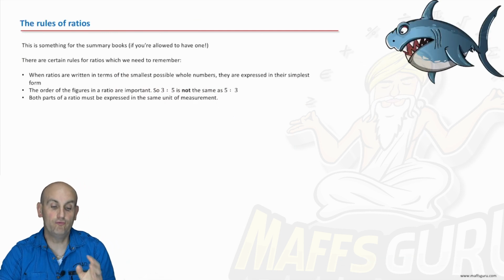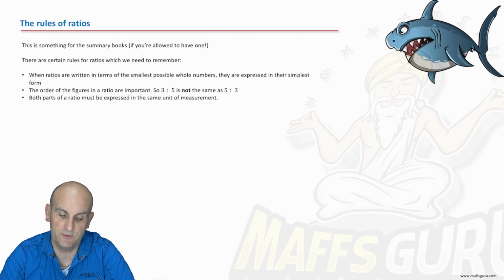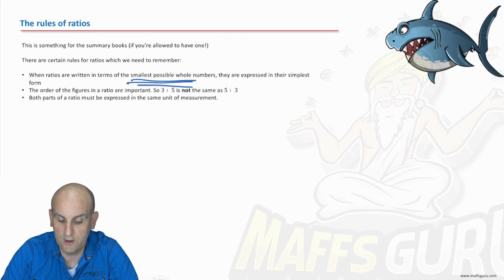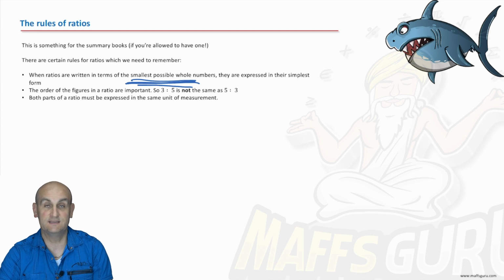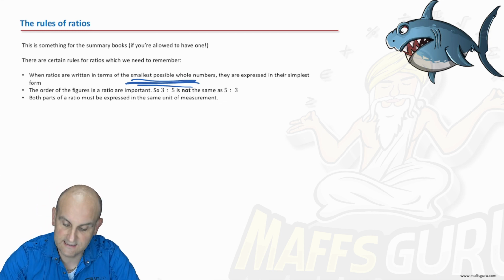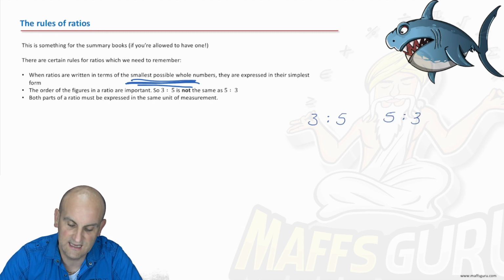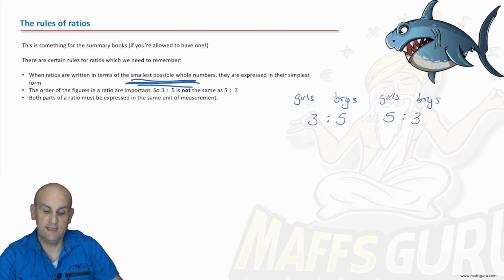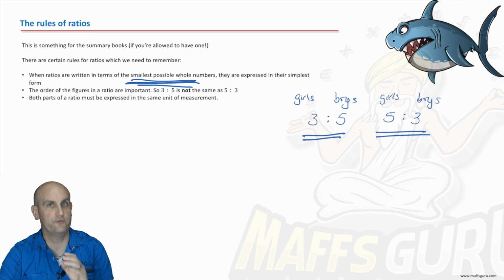Now, as you can see here, there are rules of ratios, and these 3 are quite important to know. When ratios are written in terms of the smallest possible whole numbers, they're expressed in their simplest form. So what they're saying is smallest possible whole numbers. That's really important. The order of the figures in a ratio is really important. If you have 3 to 5, that is very different from 5 to 3. If we had girls to boys, we would notice those are quite different. Here we've got 3 girls for every 5 boys, and here you've got 5 girls for every 3 boys. They're not the same in any way, shape or form.